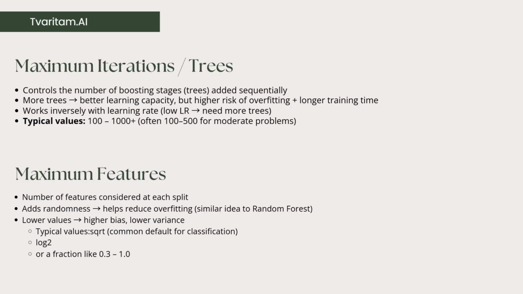So starting with maximum iterations or trees, it controls the number of trees that are added sequentially. More trees generally provide better learning capacity, but also pose a higher risk of overfitting and longer training time. So typical values are between 100 to 1000, but usually we should keep it between 100 to 500 for moderate problems. For maximum features, the number of features considered at each split can be set as a threshold. So it adds randomness similar to random forest, and lower values can provide higher bias and lower variance. Typical values for classification are the square root of the number of features, and for regression we can go with the number of features divided by 3.